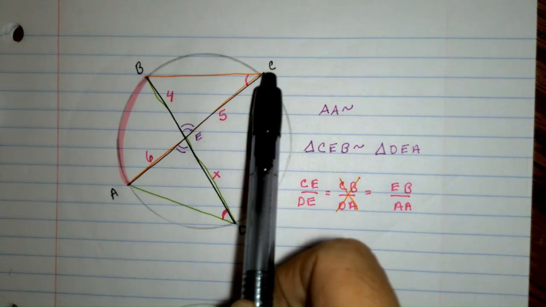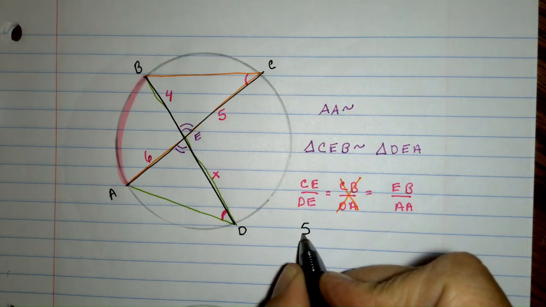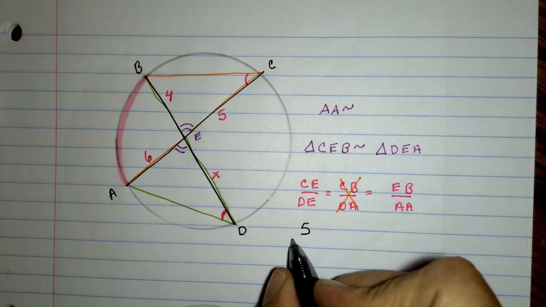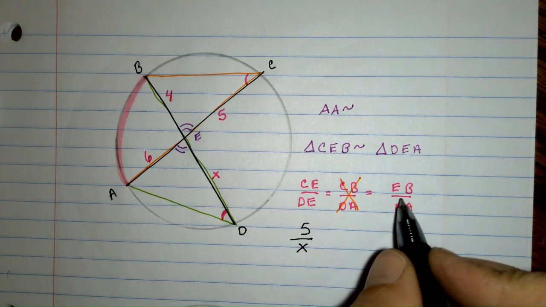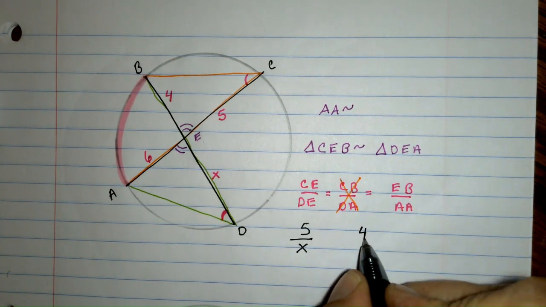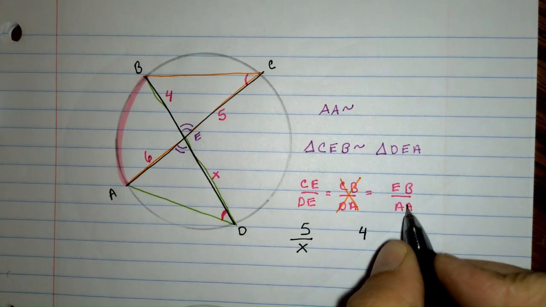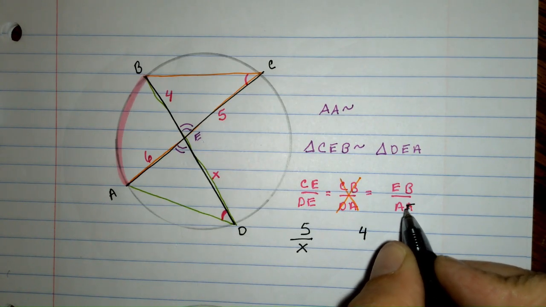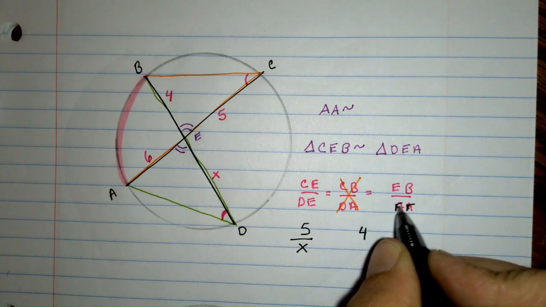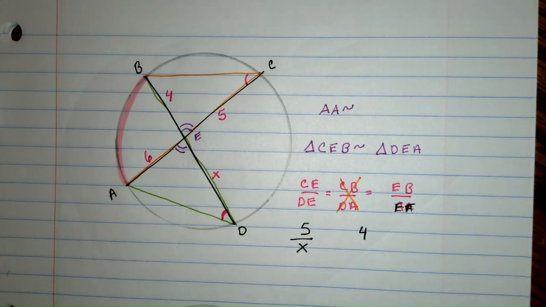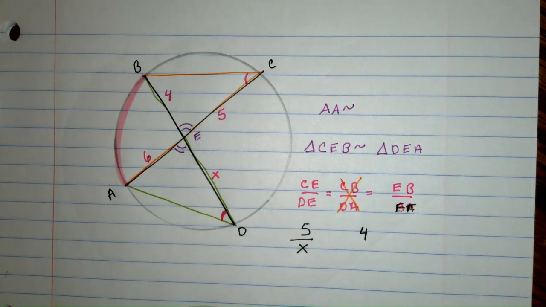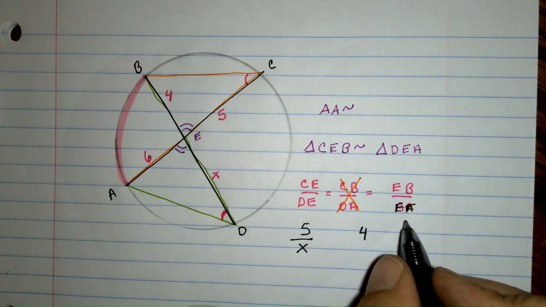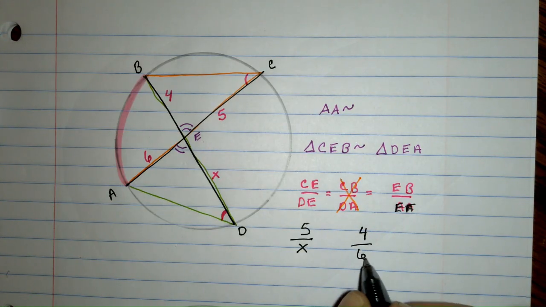However, C to E is 5, D to E is X, E to B is 4, and E to A is 6. Sorry, I don't know why I had double letters there.